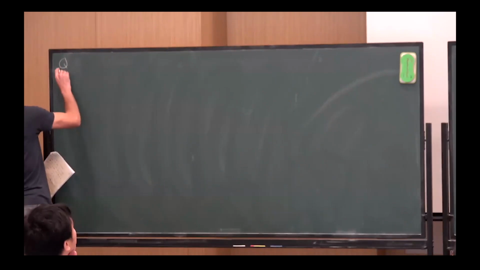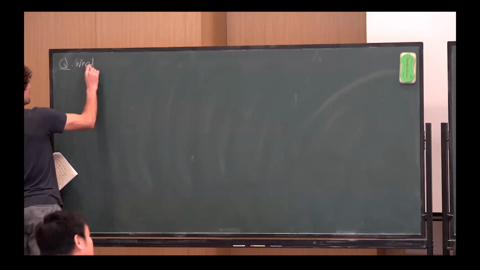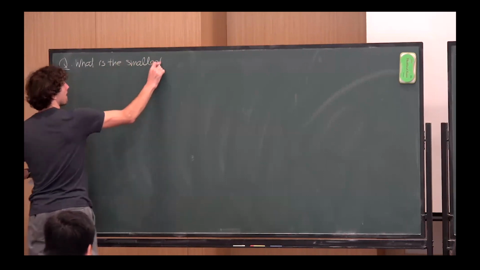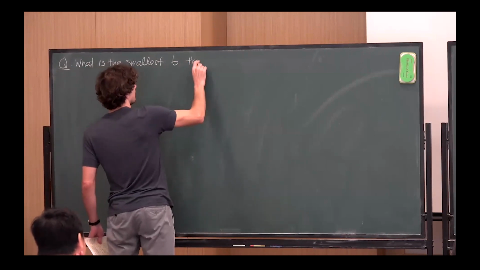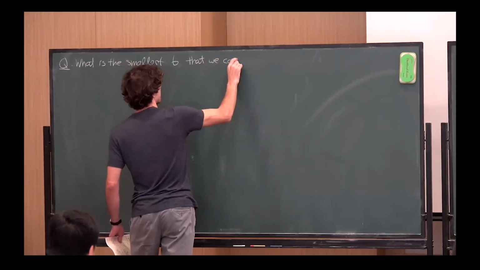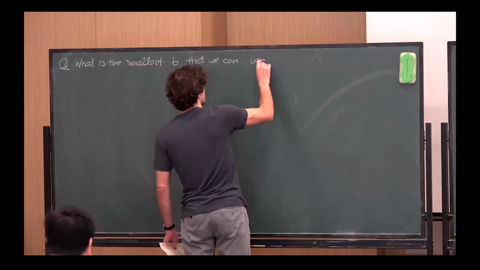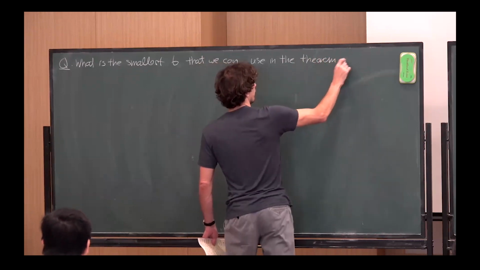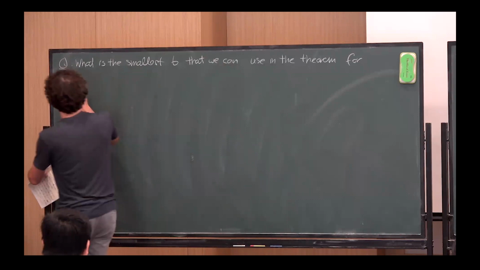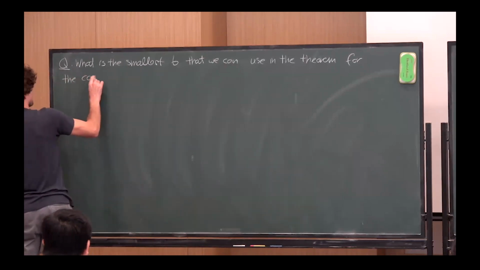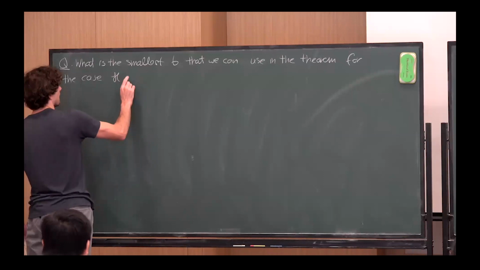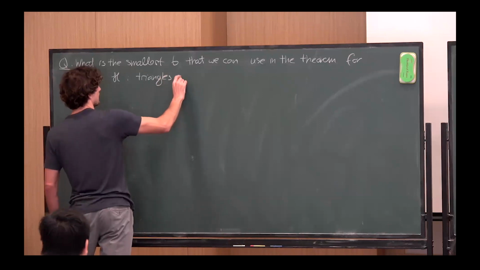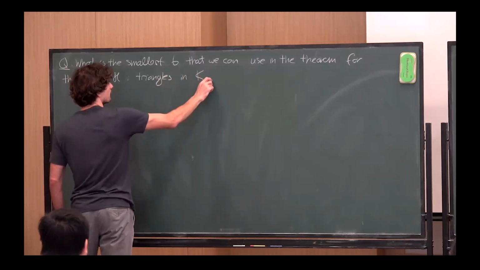So the question is, what is the smallest P that we can use in the theorem for the case H is triangles in K_n?